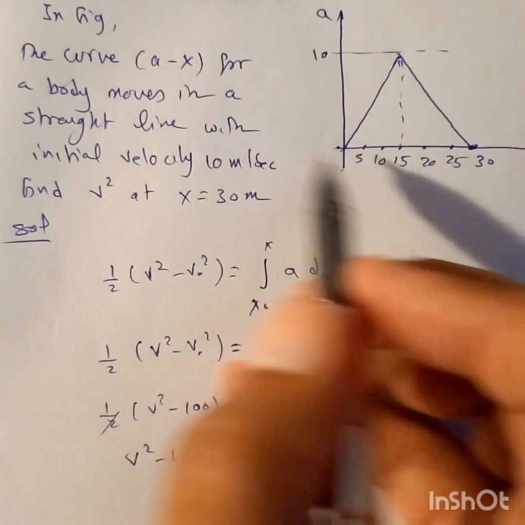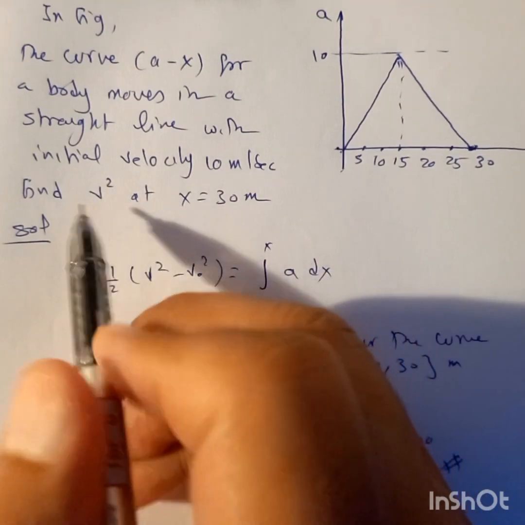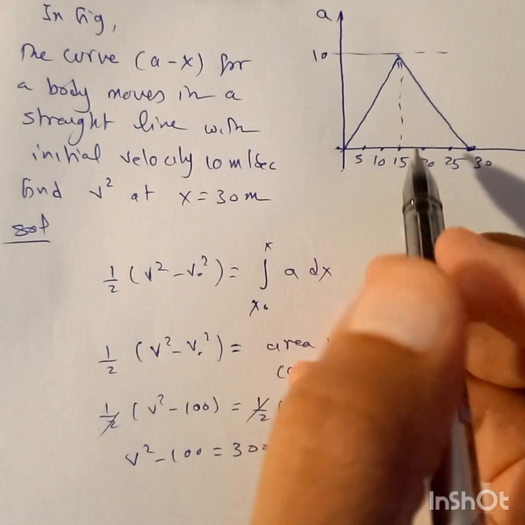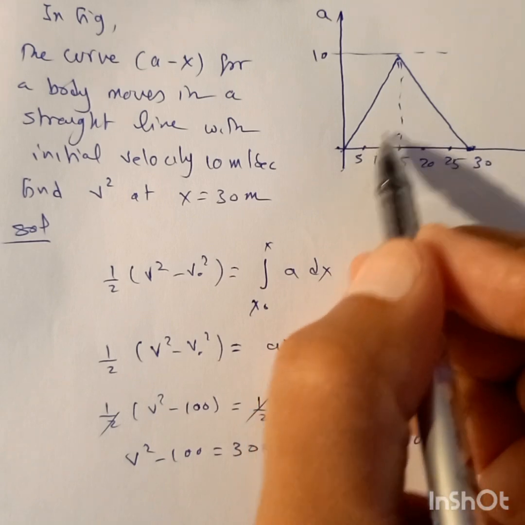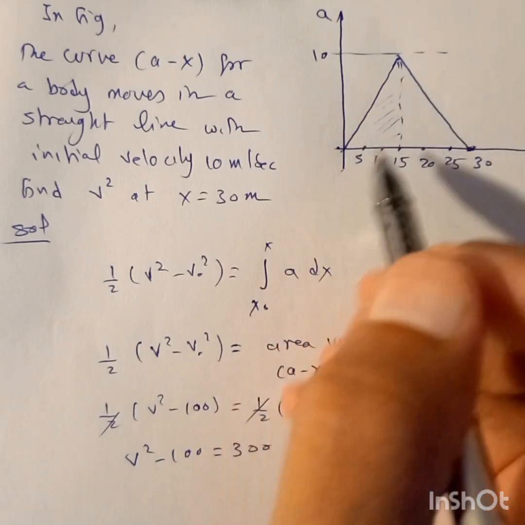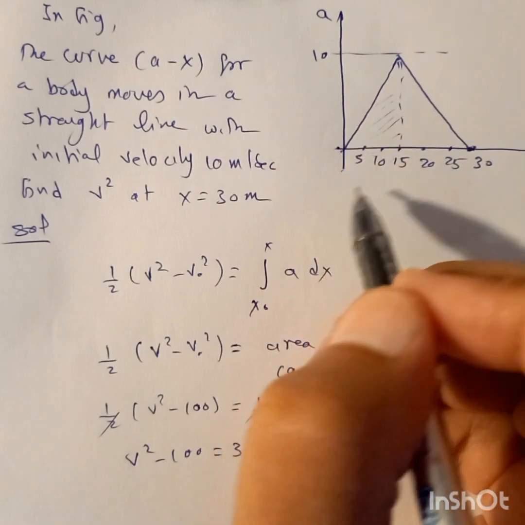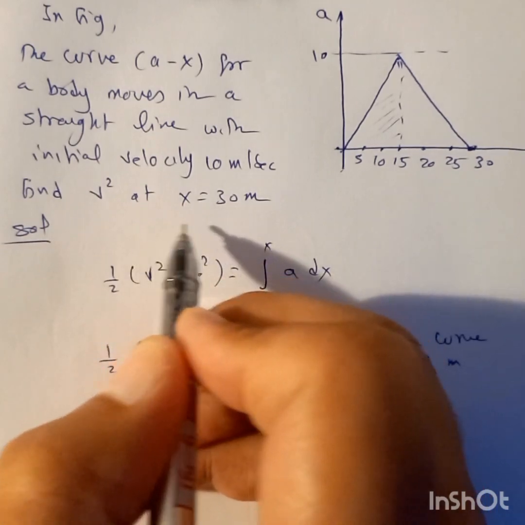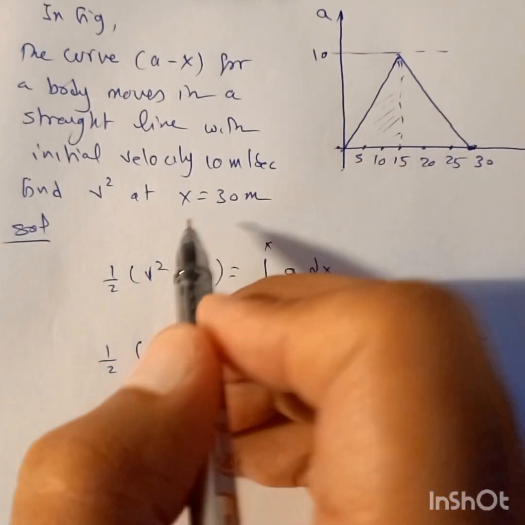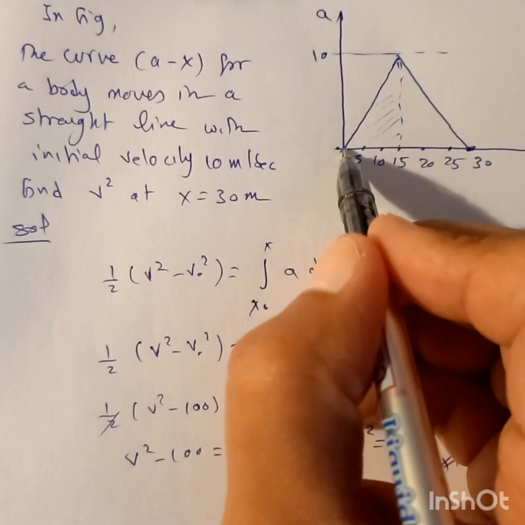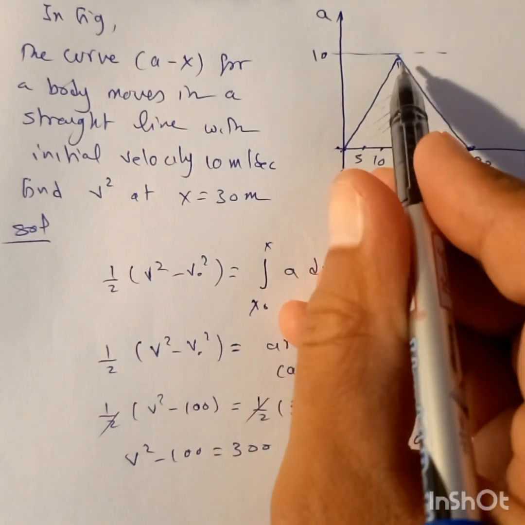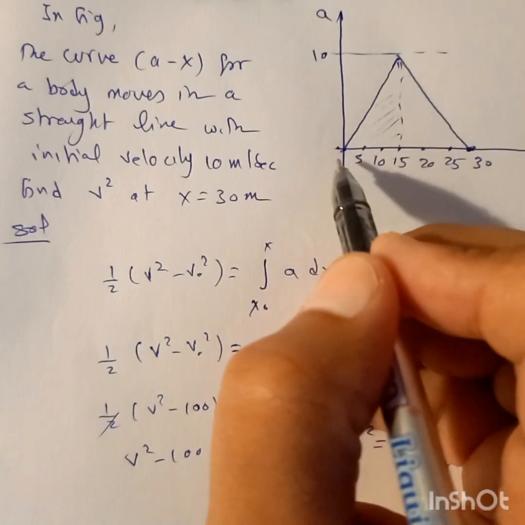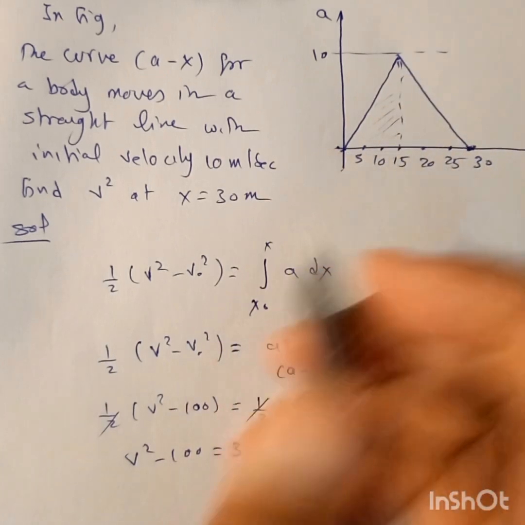If it's required, for example, to find the v square at x equals 15 meters, then we have to calculate the area of this triangle only, from 0 to 15 meter. Then you have to check which interval you're going to study. Here in this example, we're studying the interval from 0 to 30 meters, so we calculated the area of this triangle over this displacement from 0 to 30 meters.